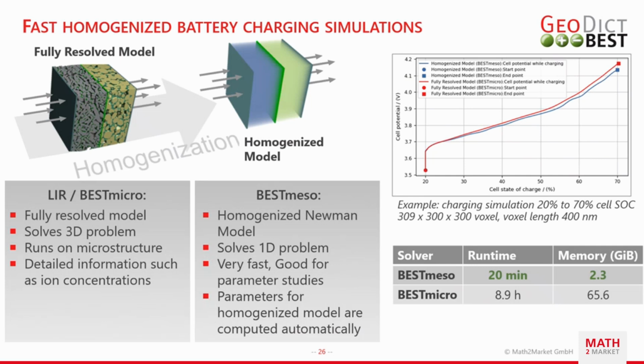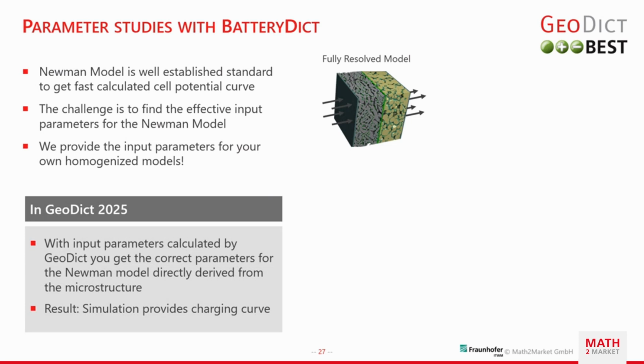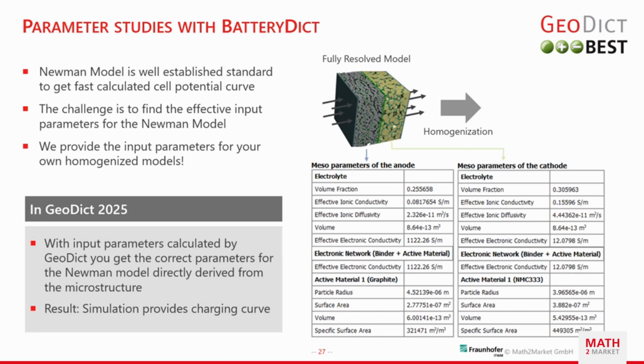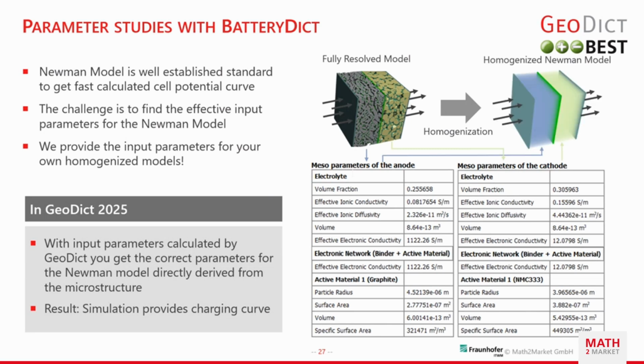But the important thing to use the homogenized model are the effective parameters. Because all these electrodes are homogenized, you need information: how is the effective electron conduction in the electrode? How is the effective ion conduction, and so on? And the question is, where can you get these parameters from? Here also GeoDict can help you, because you have the fully resolved three-dimensional structure inside of GeoDict. If you do a homogenized charging simulation, then GeoDict will calculate all the different effective parameters for the anode and also for the cathode. It will also report all the calculated parameters in the result report. These parameters are then used in the BestMeso solver for the charging curve.